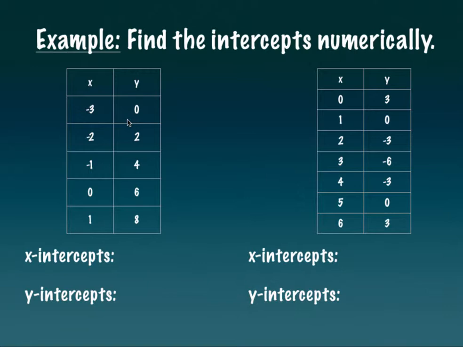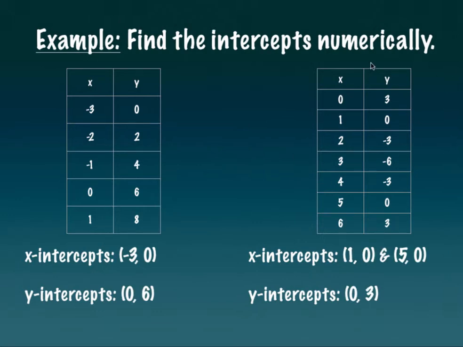Okay, finding the intercepts numerically, again, we are looking for where my graph would cross the x or the y-axis. So I'm looking for where either x is equal to 0 or y is equal to 0. In this first table here, I notice that I have an x-intercept at (-3, 0). And I have a y-intercept here at (0, 6).